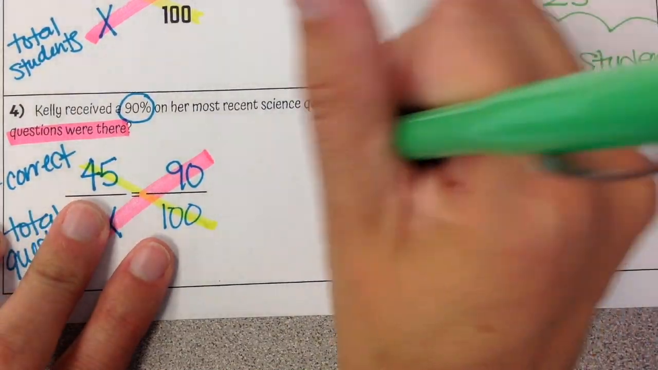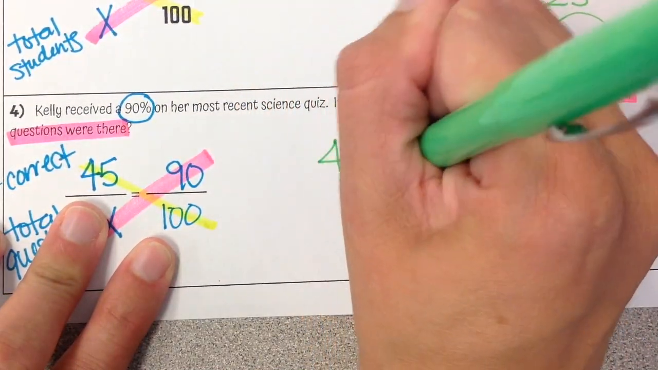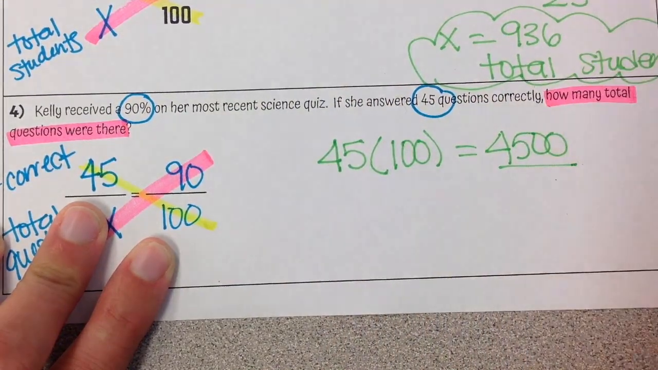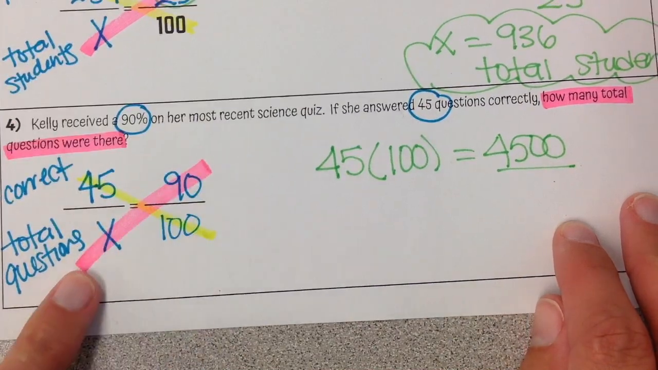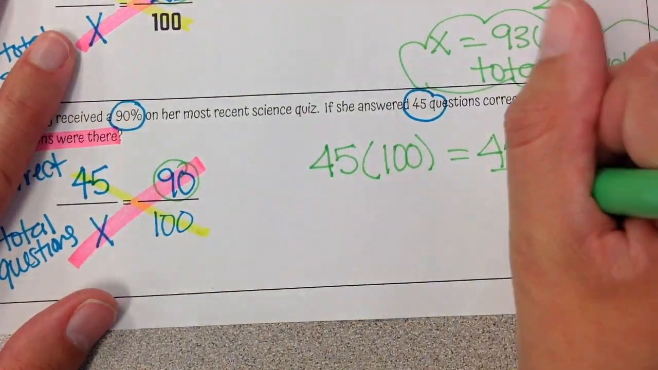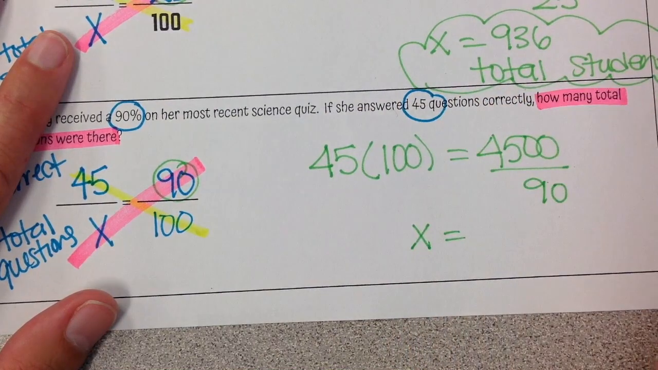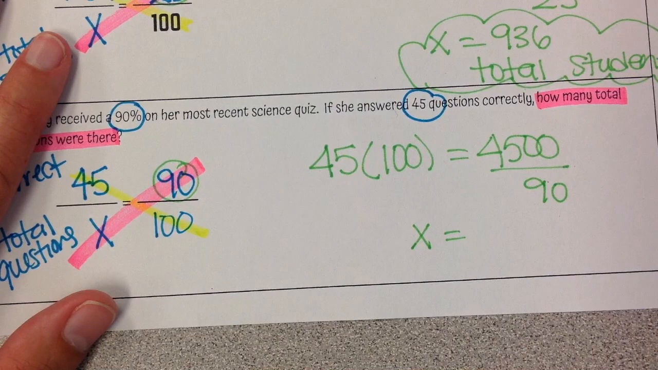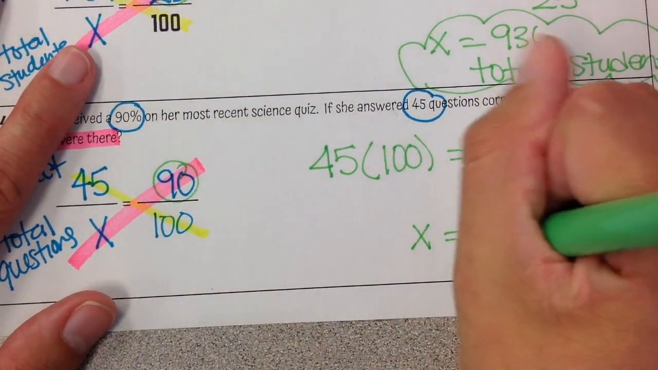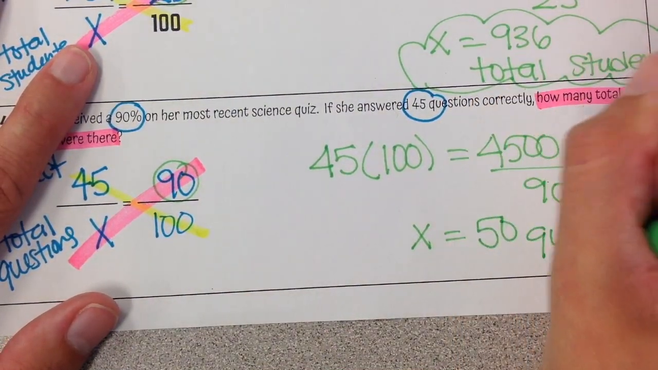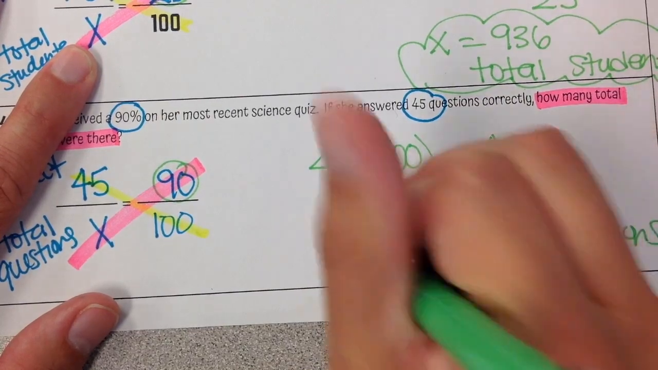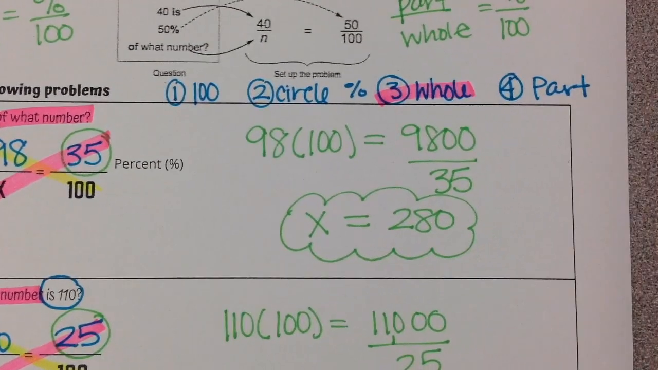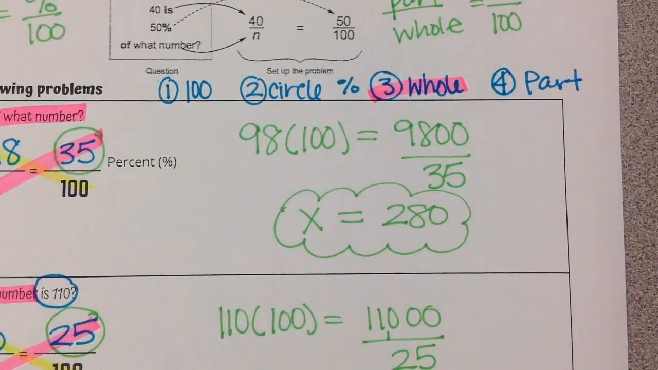So the diagonal that has two numbers is the yellow diagonal. I'm going to multiply 45 times 100, which is 4,500. And then I'm dividing by the number that's in the same diagonal as the variable. So I'm dividing by 90. And I get, I think, 50. Let me double check. 50 questions, or 50 total questions. So don't forget those steps. This should help you answer those questions.